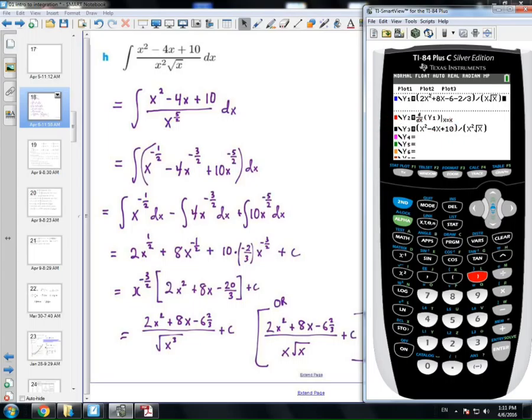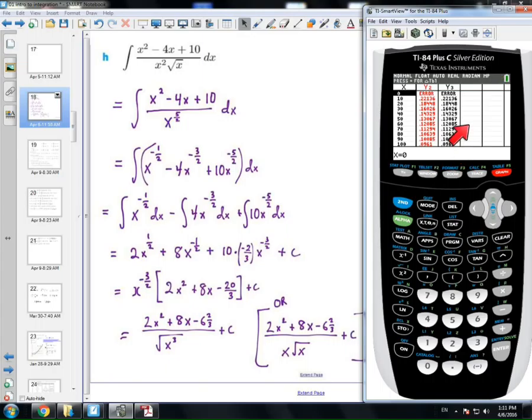So I could actually take y1 and unhighlight it because I'm really not interested in that. And then I go to second table and I explore to see that all of these numbers in black match all the numbers in red, and they do, which means I've found the correct integral because the derivative of my answer takes me back where I started.